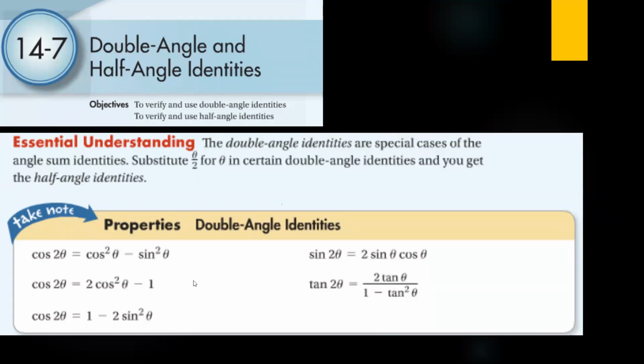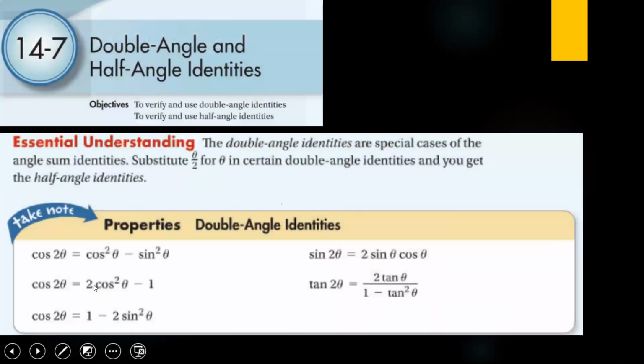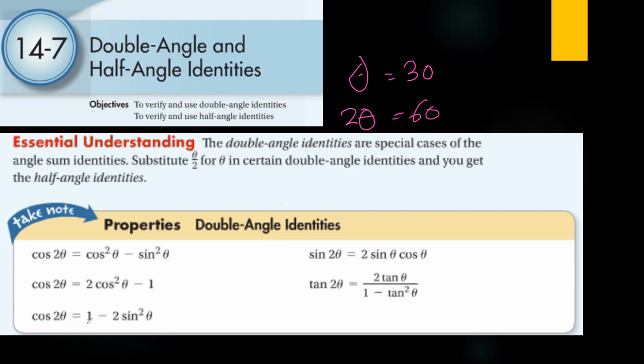Now, the double angle means, like, if theta is 30, the double angle, which is 2 theta, will be 60. Now, in the previous lessons, we talked about how to find cosine of theta. In this lesson, we are going to learn how to find cosine of 2 theta.